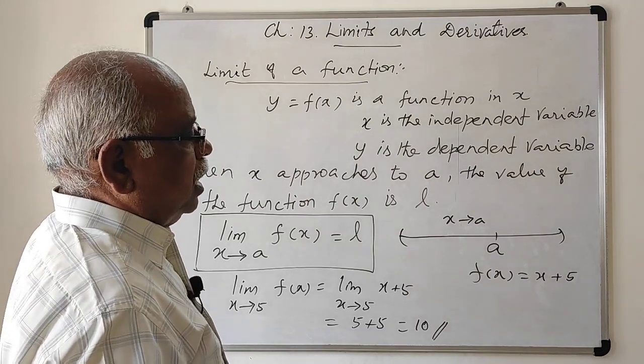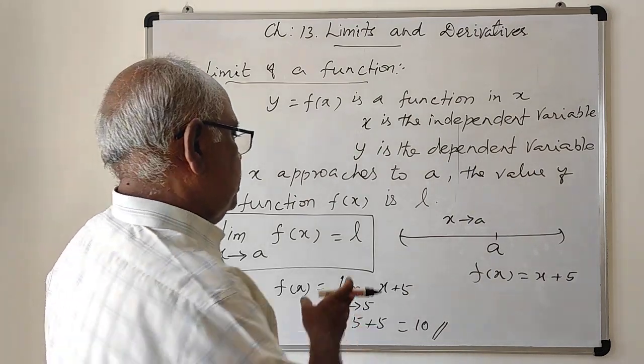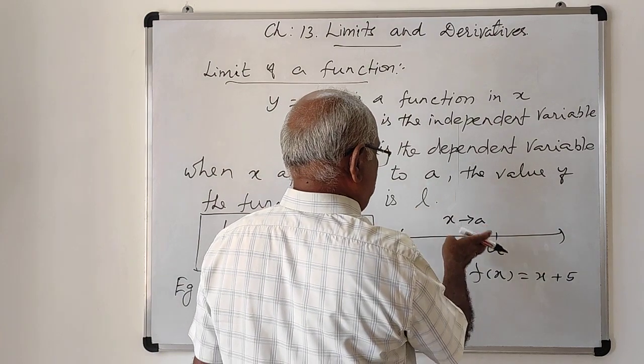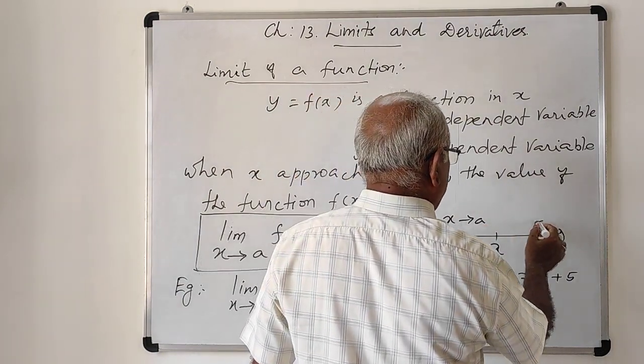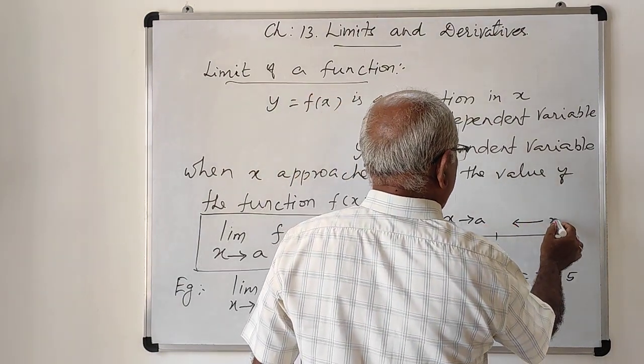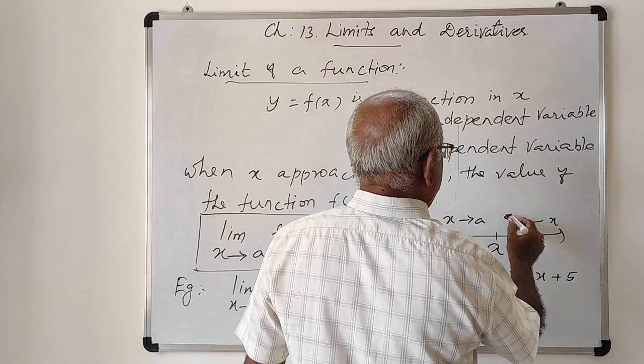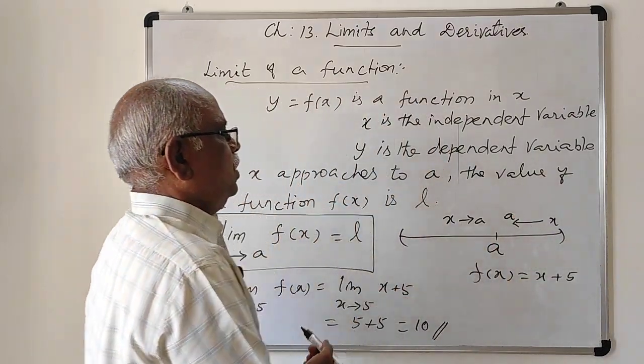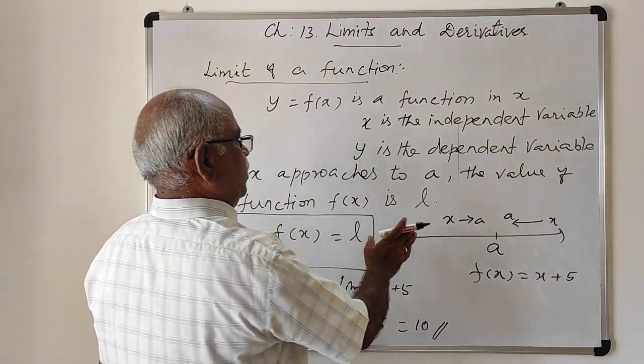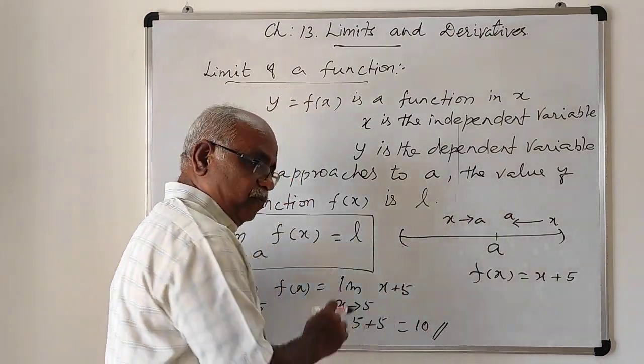Now, I am going to define two different limits. Suppose x approaches a from the left, and similarly x approaches a from the right. These are the two different limits we are going to define now.